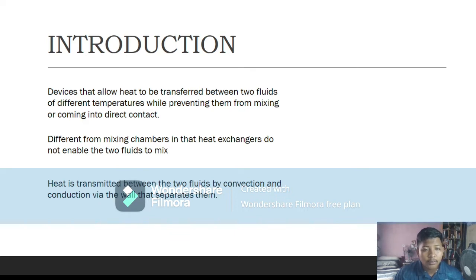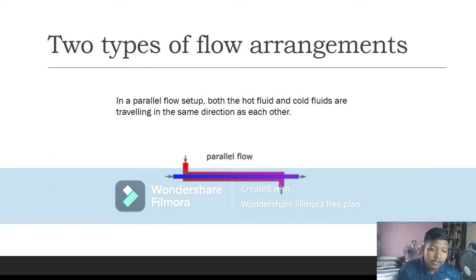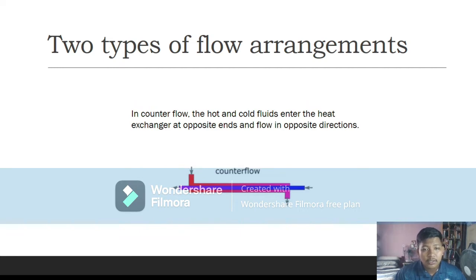The magnitude of the temperature difference at that particular site will fluctuate along the heat exchanger, determining the rate of the heat transfer. So there are two types of flow arrangement, which is parallel flow. In a parallel flow setup, both the hot fluid and cold fluid are traveling in the same direction as each other. And the second type is counter flow. The hot and cold fluid enter the heat exchanger at opposite ends and flow in opposite directions.